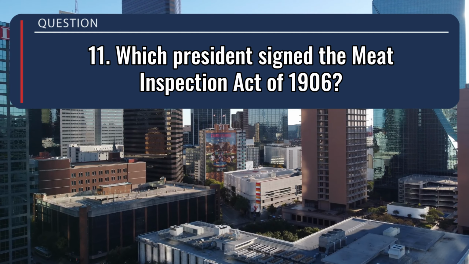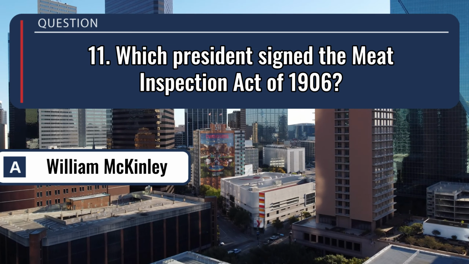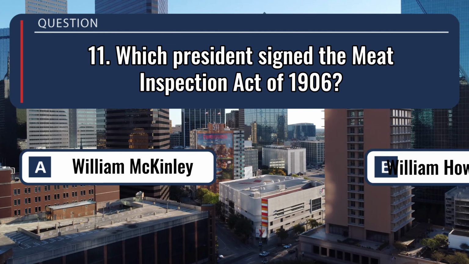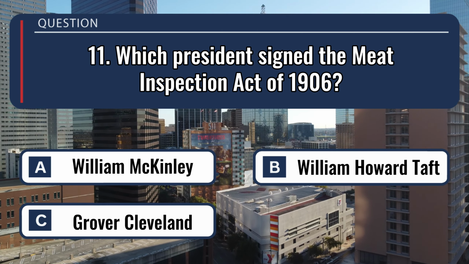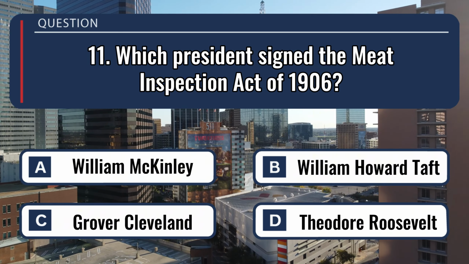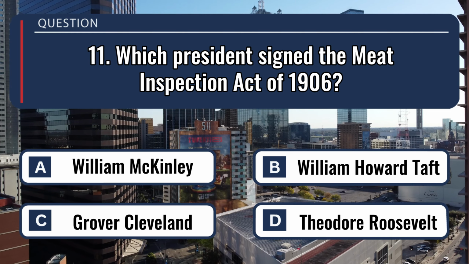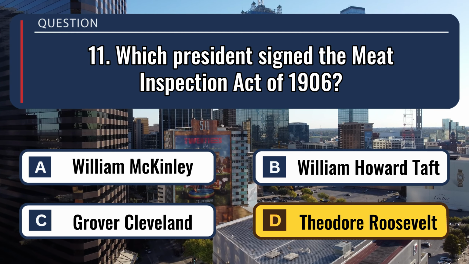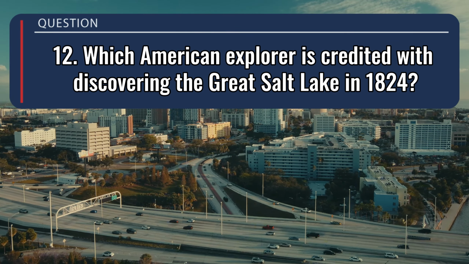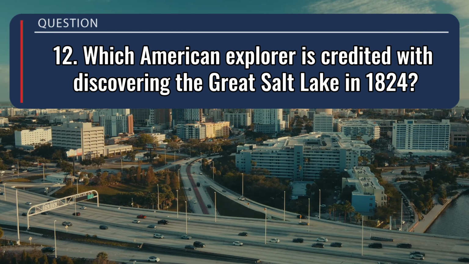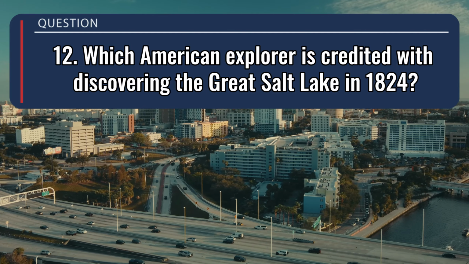Question 11. Which president signed the Meat Inspection Act of 1906? A. William McKinley. B. William Howard Taft. C. Grover Cleveland. D. Theodore Roosevelt. The correct answer is D. Theodore Roosevelt.